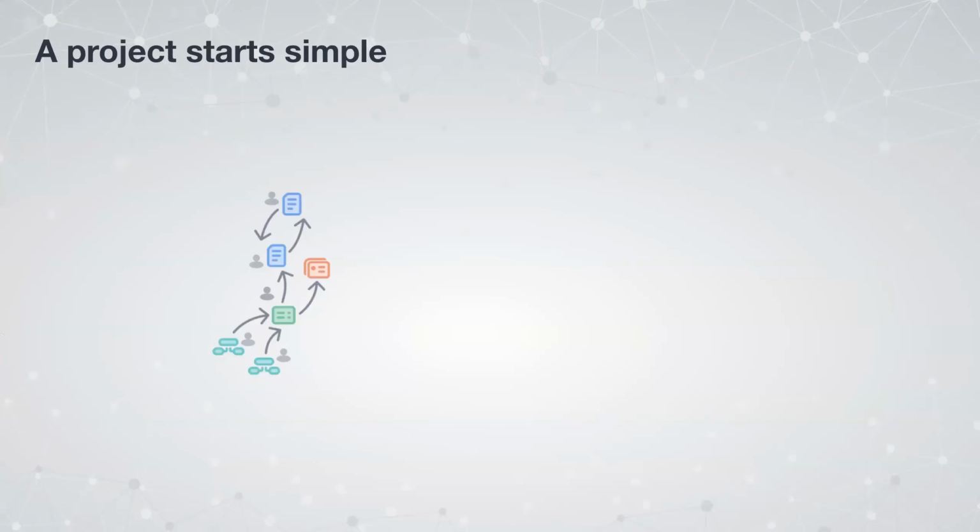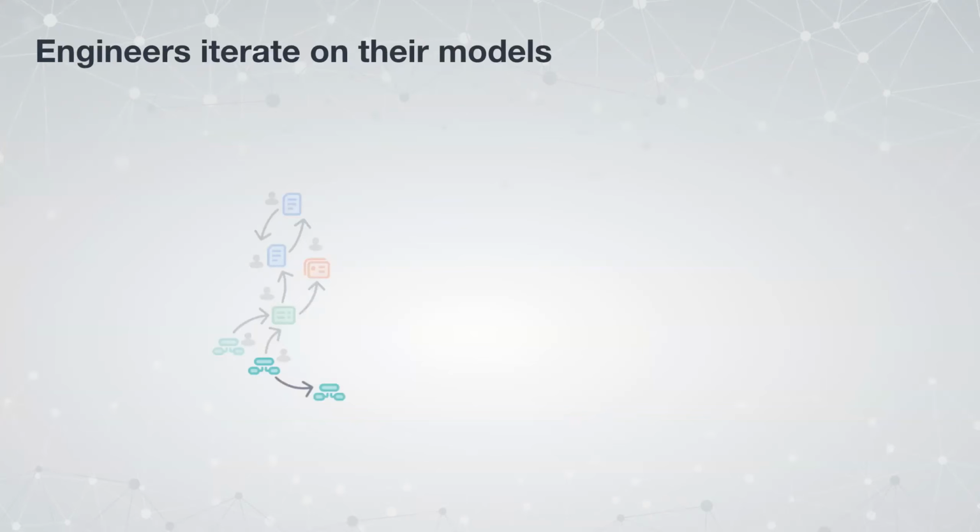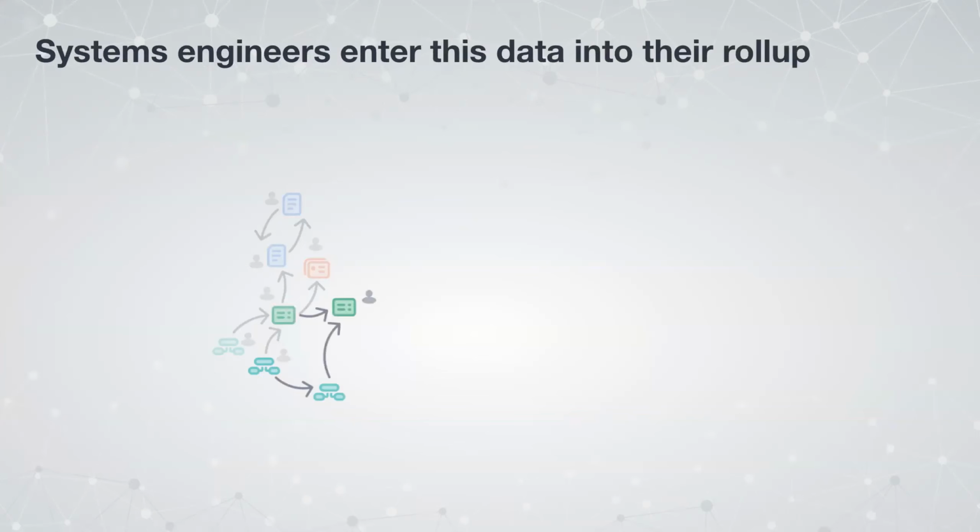So when we start a project, typically we have a few engineers and a few documents. The project teams iterate on these models and documents, and systems engineers enter this data into their rollup.